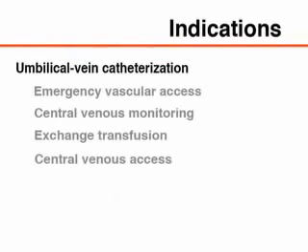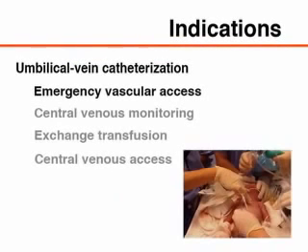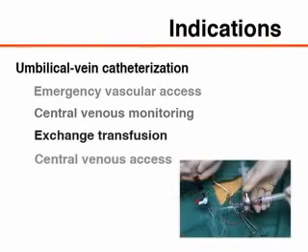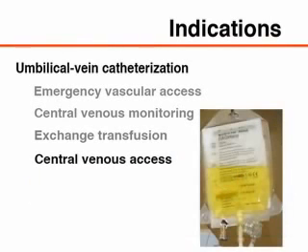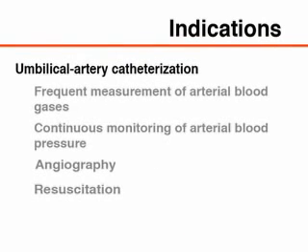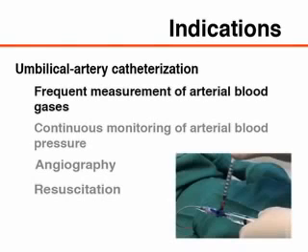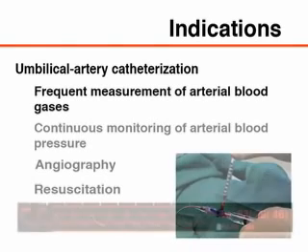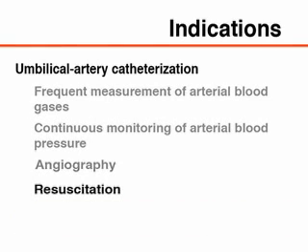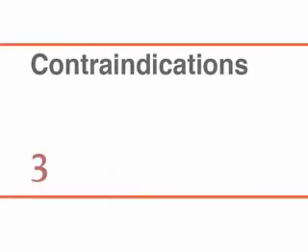Umbilical vein catheterization may be indicated for emergency vascular access, monitoring of central venous pressure, exchange transfusion, and central venous access in infants requiring long-term parenteral nutrition. Umbilical artery catheterization is indicated for frequent measurement of arterial blood gases, continuous monitoring of arterial blood pressure, angiography, and occasional resuscitation. The umbilical vein is considered the optimal vessel in this situation.